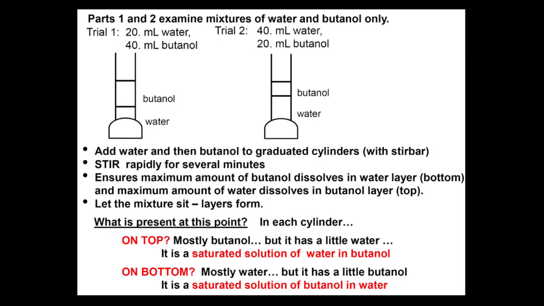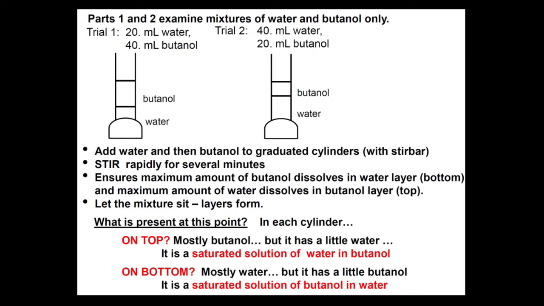So this slide illustrates parts 1 and 2 of the lab. Basically, these two parts are really one part, but with two different proportions of water and butanol. What we're doing here is investigating the mutual solubility, or lack of solubility, between just butanol and water. So you add 20 mils of water into a graduated cylinder. Then you add 40 mils of butanol, and you stir this up very rapidly with a stir bar. Then you do almost the same thing, except with 40 mils of water and 20 mils of butanol.